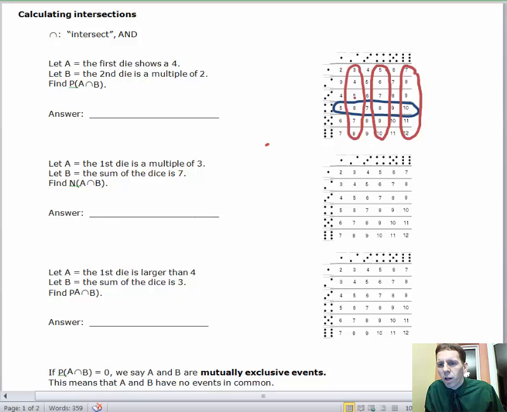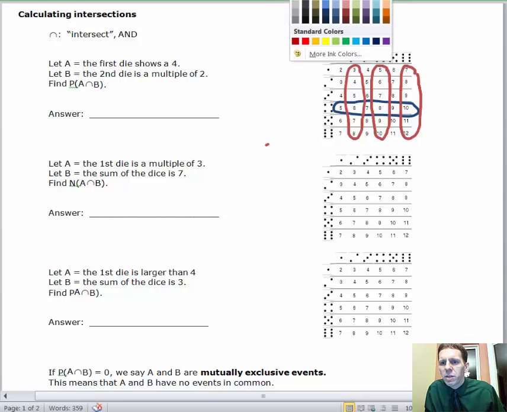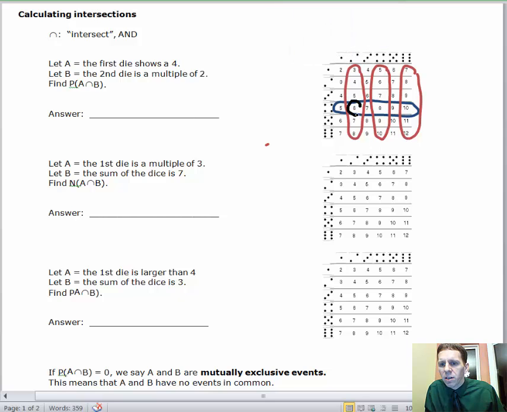And that happens anywhere where the blue and red rings intersect. And you'll notice that specifically this happens in 3 places. Right here, here, and here. These are places where the first die is a 4 and the second die is a multiple of 2. This happens where the blue and red intersect. These 3 locations are our event. Our sample space is 36. Our answer is 3 over 36, which you can reduce to 1 over 12.